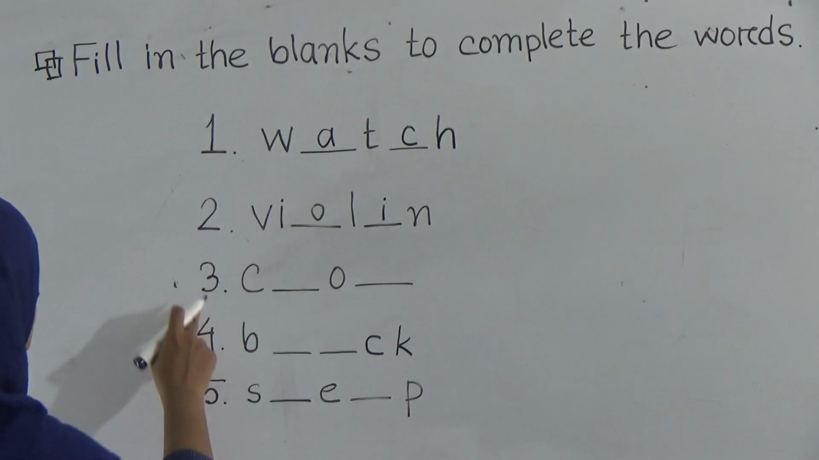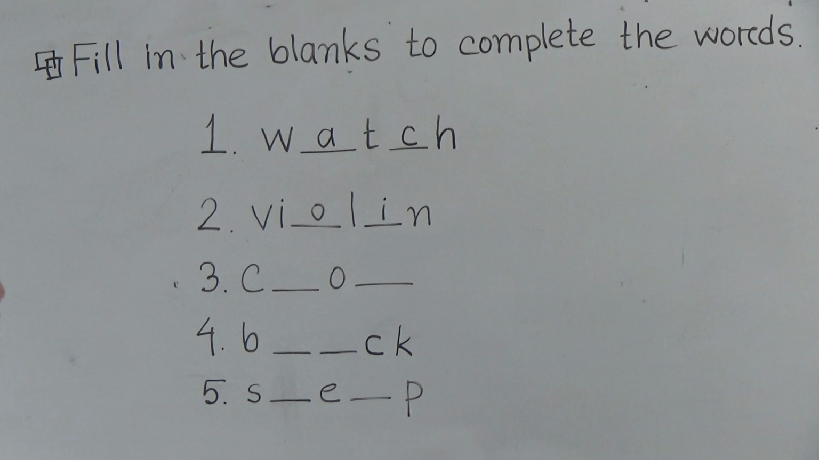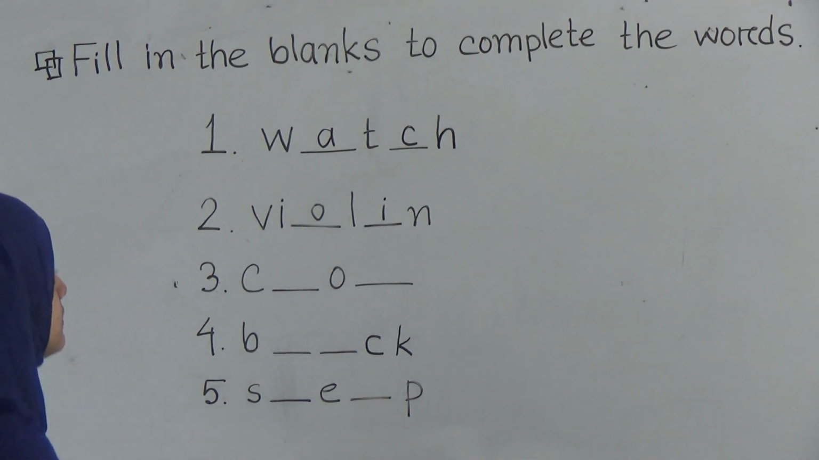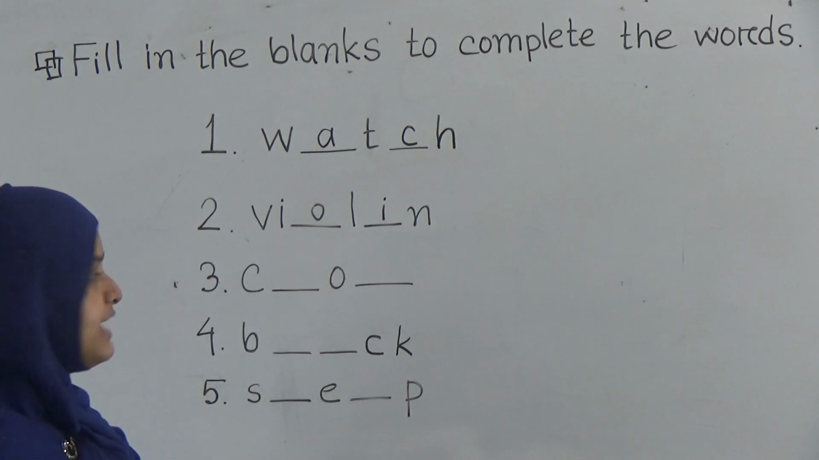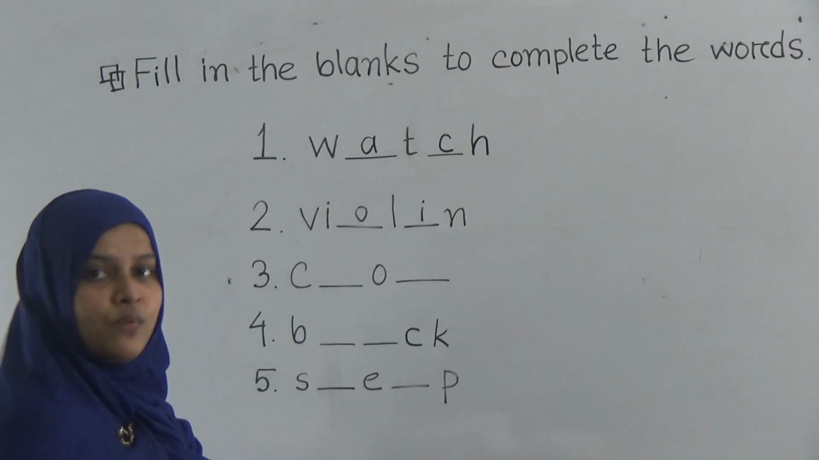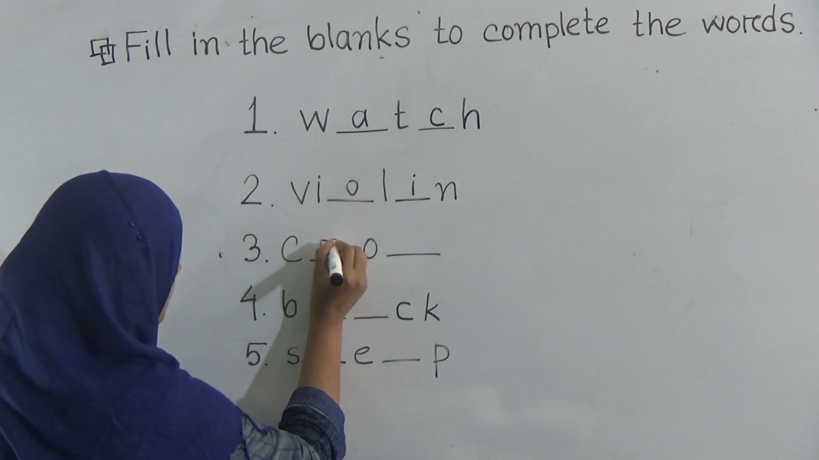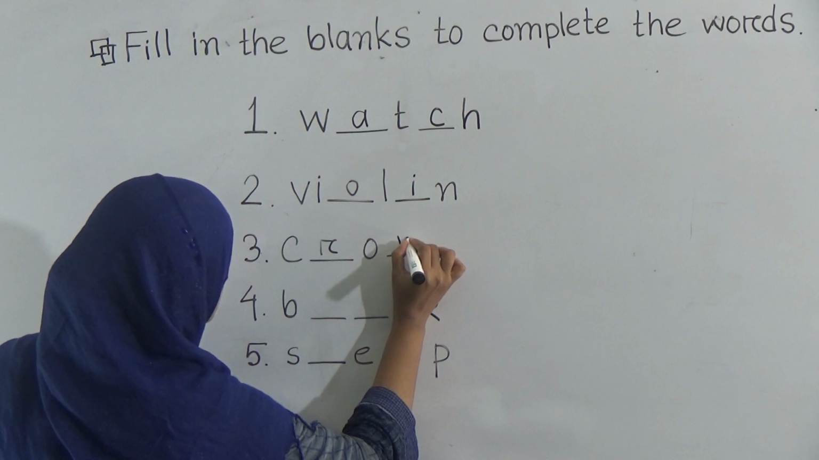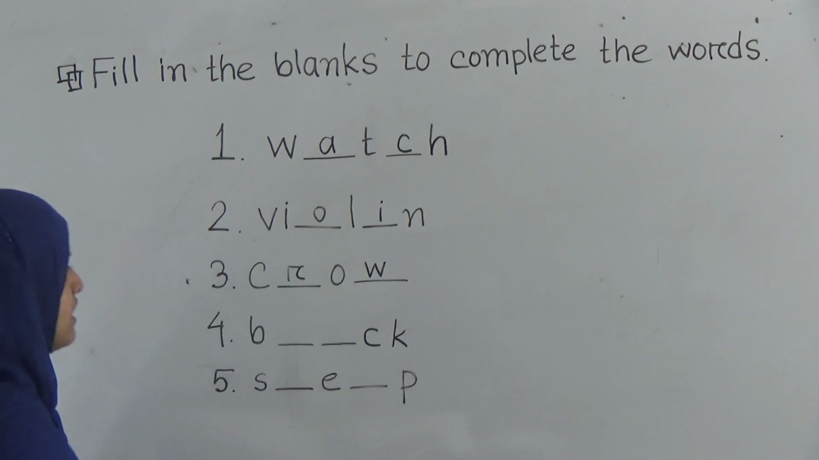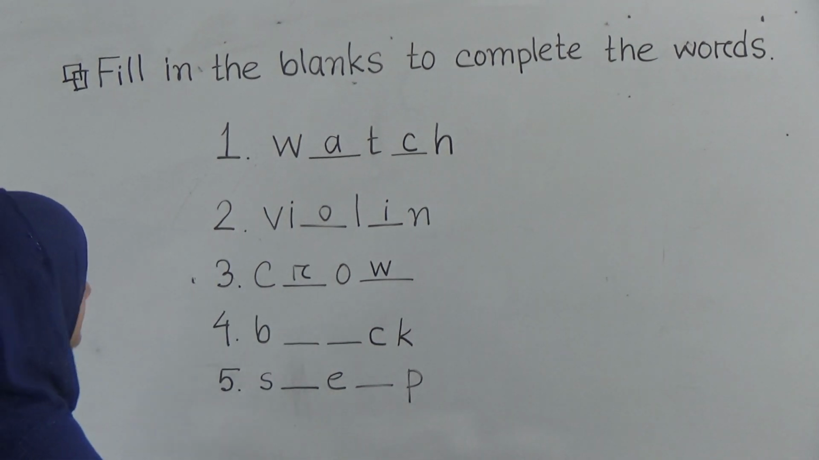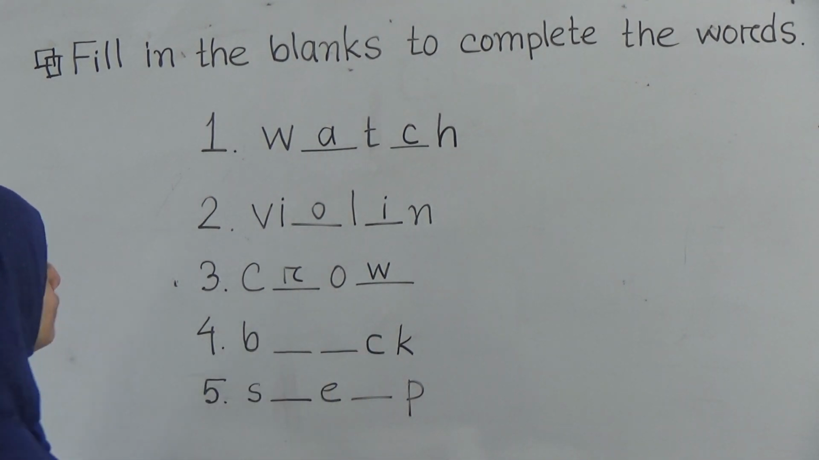Now come to number 3. C, gap, O, gap. Can you think a word with this? Students, if you put 2 letters here, it will be a name of a bird. Can you think what will be the word? Okay, say with me. C, R, O, W. Crow. So this is crow, a name of a bird. Now again say with me. C, R, O, W. Crow.